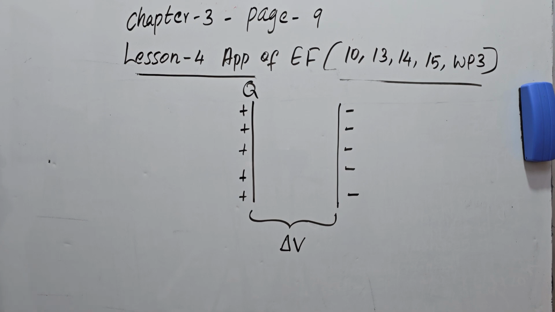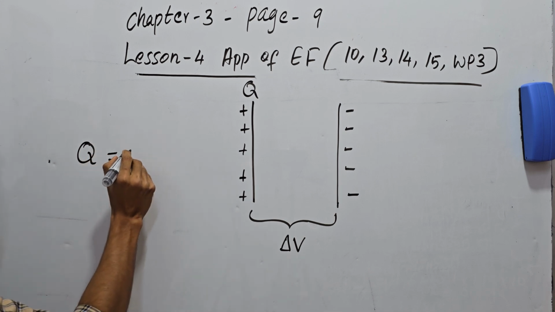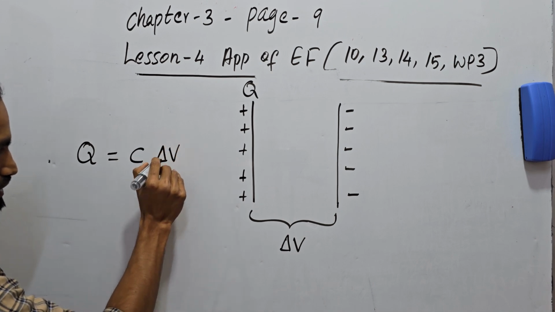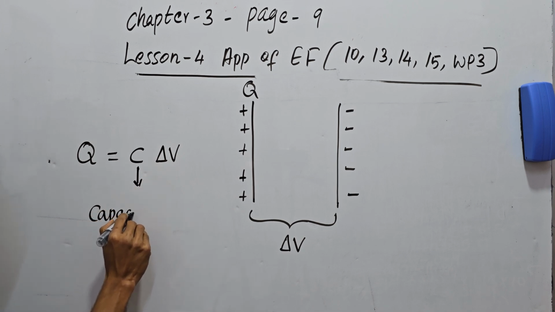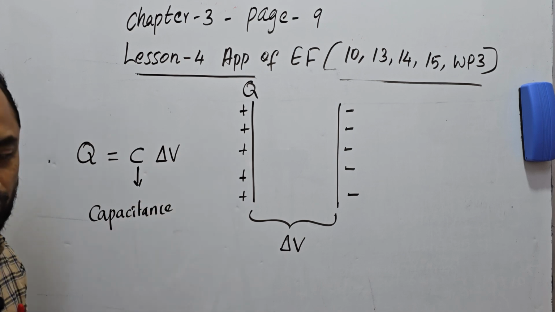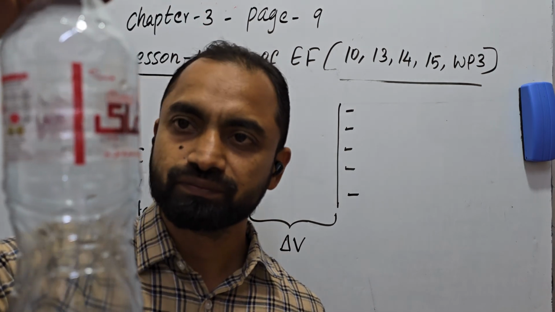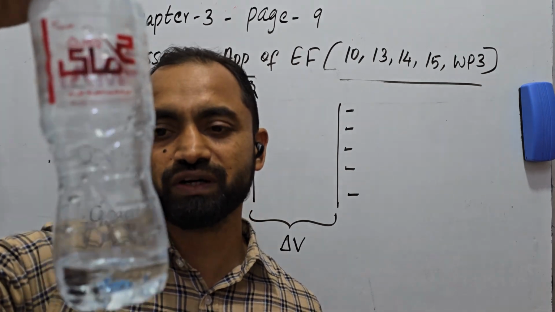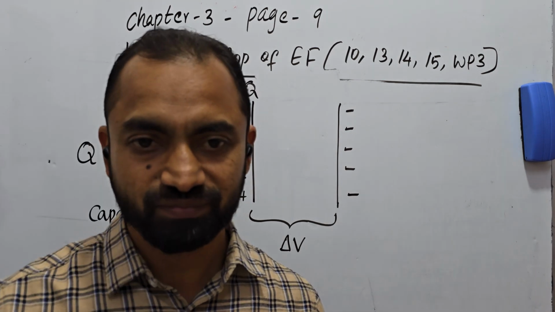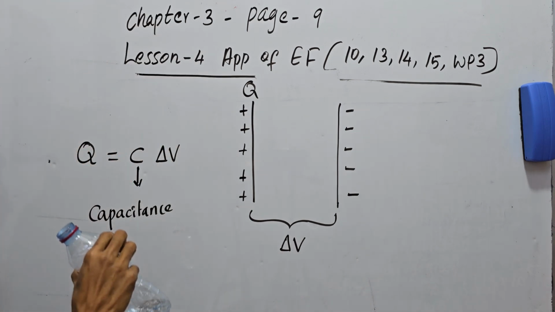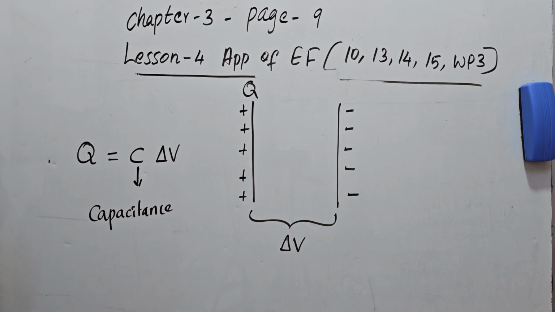Next, how much electric charge will the capacitor store? The capacitor will store electric charge equal to C into delta V. What is C? C is called capacitance. Capacitance means how much it can store, its capacity. For example, how much water can this bottle store? This is a small one. It is 500 ml, so 0.5 liter. Because it is very little water, that's why milliliter. So 0.5 liter it can store. That is its capacity.